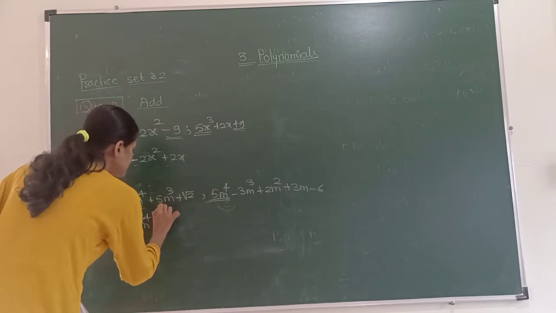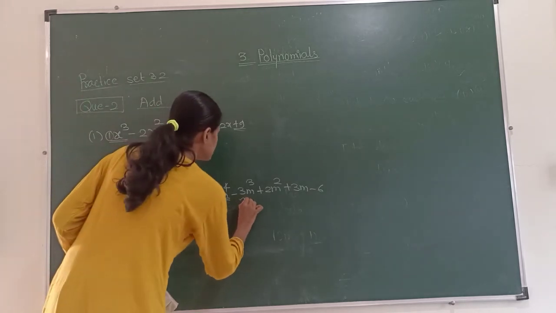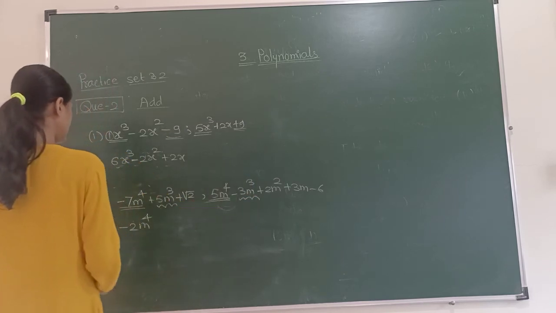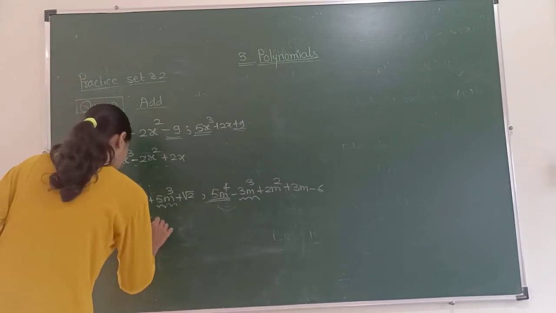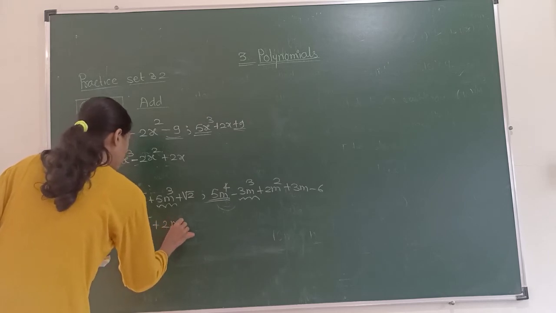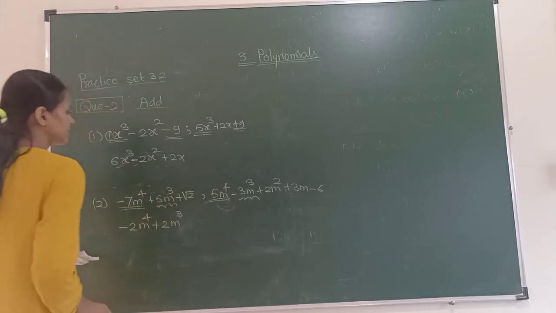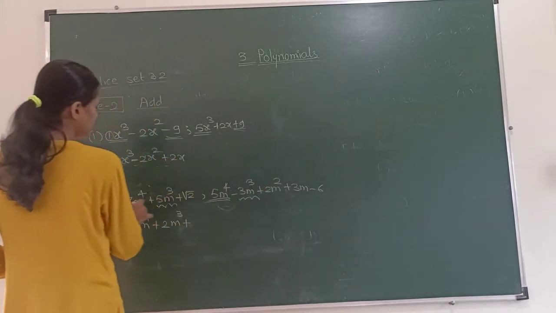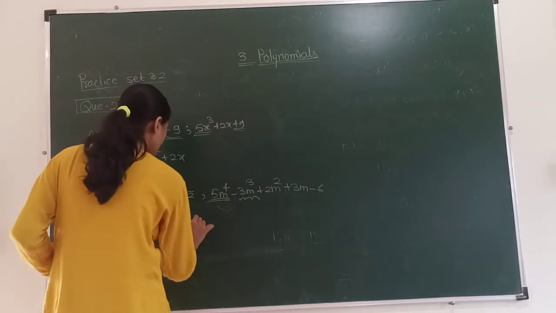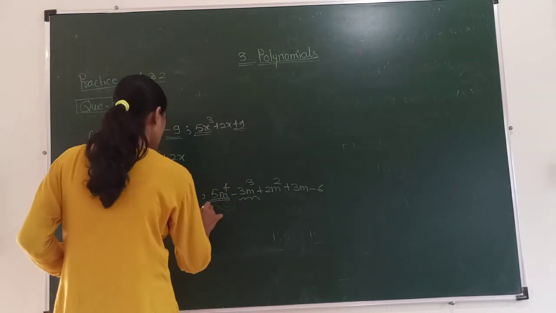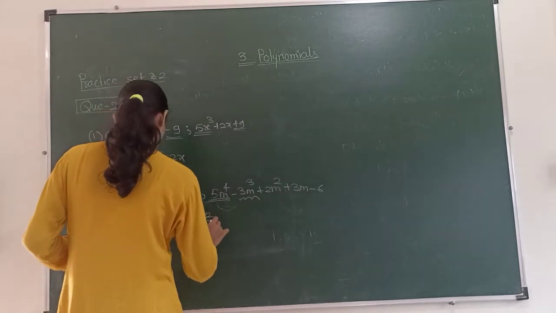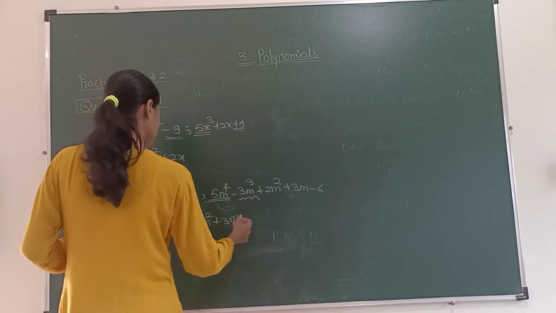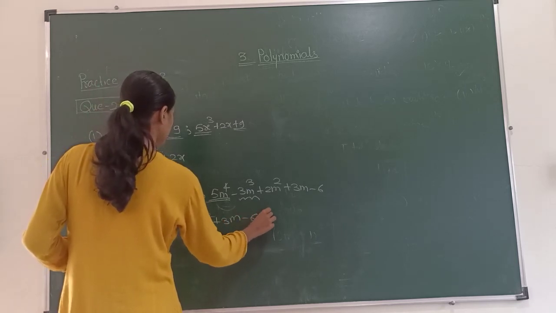After that, this 5m raised to 3 and this minus 3m raised to 3. 5m raised to 3 plus minus 3m raised to 3 will be plus, with the sign of the bigger number, 2, and m raised to 3 in common as it is. After that, the square term is not here in this polynomial, so we will write this term as it is: 2m raised to 2. The m term is not in the polynomial, so we will write the term as it is, 3m. This, and minus 6 root 2.